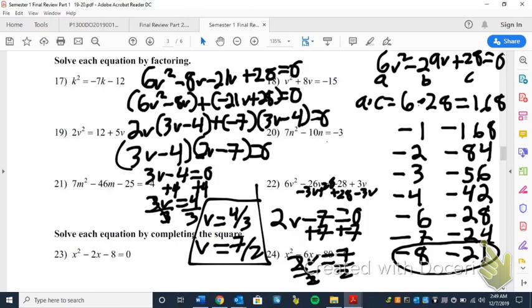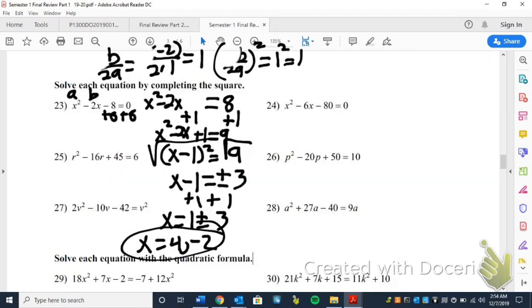Plug them in, factor out, and you end up with v equals 4/3 and 7/2. You should be able to look at the work and see how it's done. This is checking your work. You should be doing this by yourself. You shouldn't be using this instead of your own work. You should be using this to check your work.